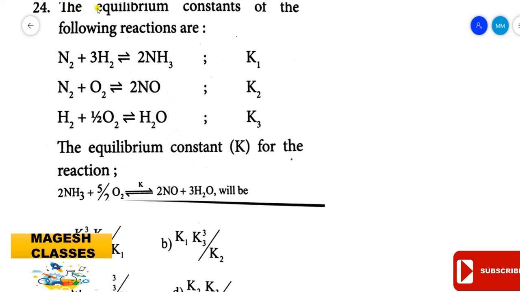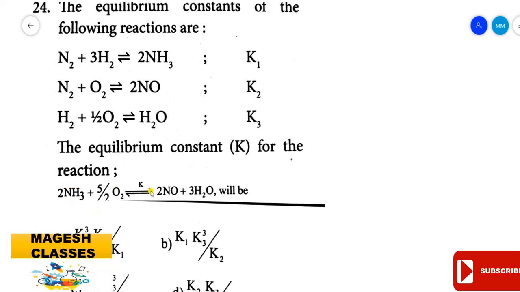Question number 24. The equilibrium constants of the following reactions are: the formation of ammonia, K1; the formation of nitric oxide, K2; the formation of water, K3. Find the equilibrium constant K for the reaction, that is, combustion of ammonia to give nitric oxide and 3H2O. So you have to calculate the K value for this equation from this information.